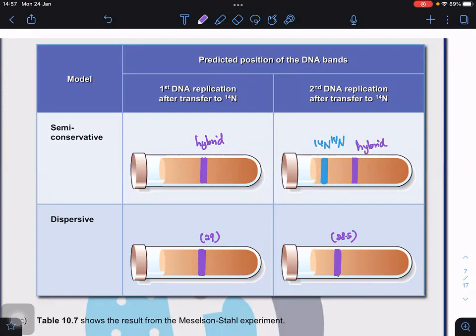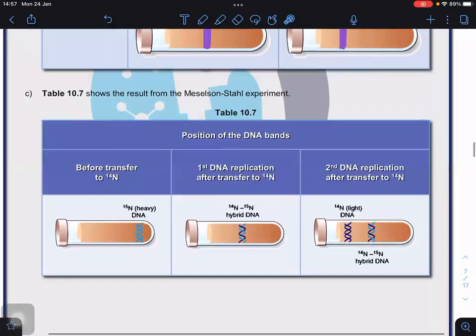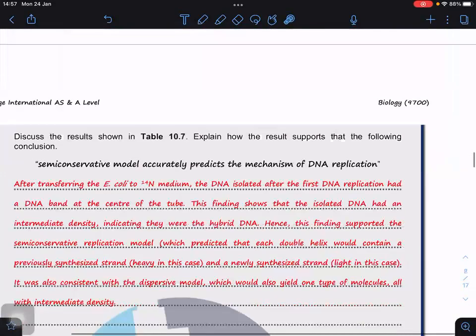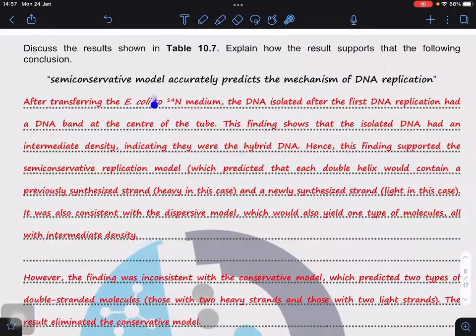So now we continue. This is the result before transfer to 14N. One band as usual, then 1 and 2 bands. So it means that only semi-conservative is a correct model. So how do we explain it? After transferring the E. coli to 14N medium, the isolated DNA after the first DNA replication has a band at the center of the tube. So the findings show the isolated DNA has an intermediate density, so they must be hybrid DNA.